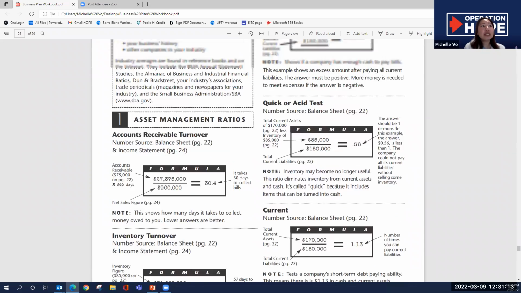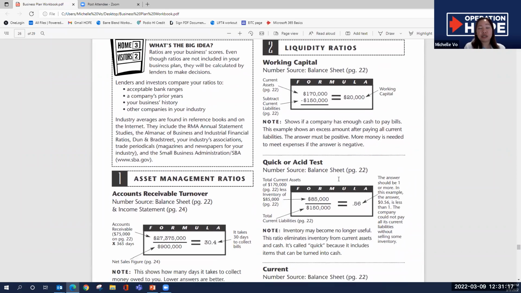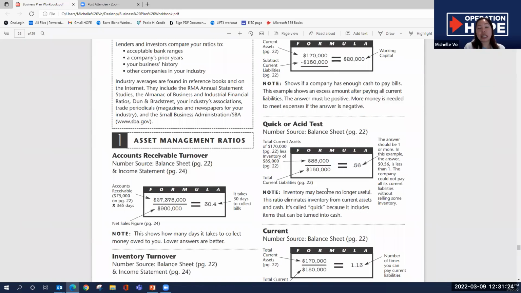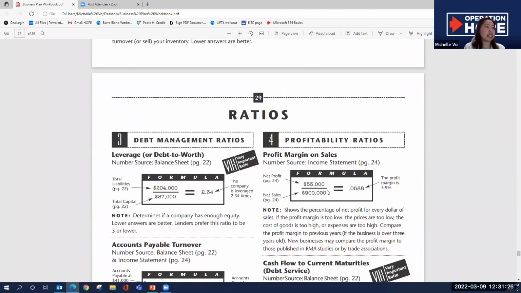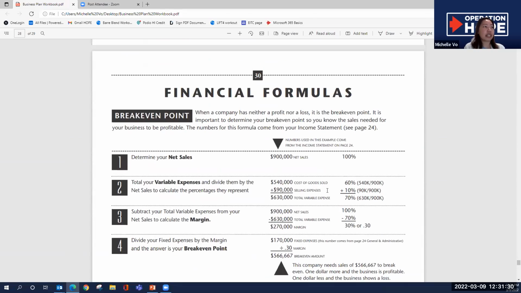So you don't really need to familiarize yourself with these, but if you want to know what they're doing, or if you just want to have an idea how they get the numbers, these are all the ratios that they will calculate when you submit the application. And different ratios. So yeah, and also the financial formula.